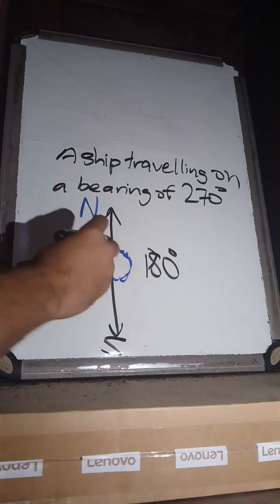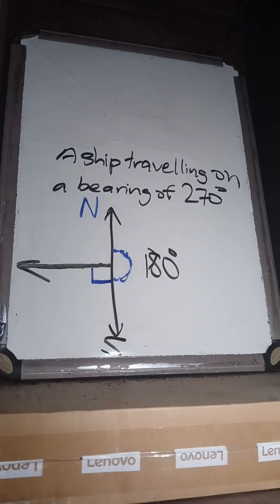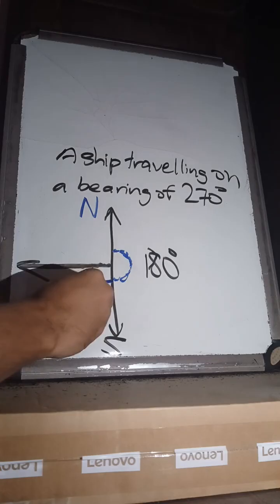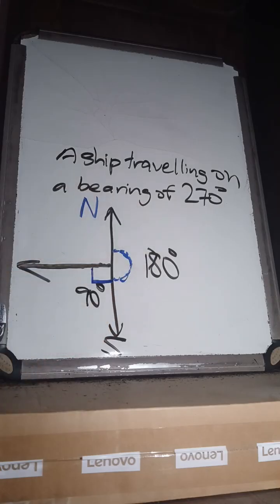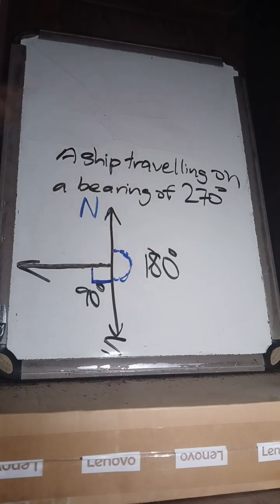So that part is your 180, this part is your 90. When you add the two of them, you get 270. You move from here to here by 180, and then you move another 90 to get to the 270. And so yeah, we're going to be west. That's the answer to that question there.